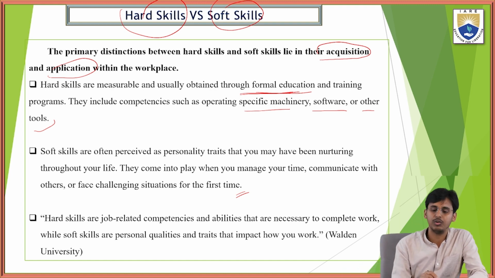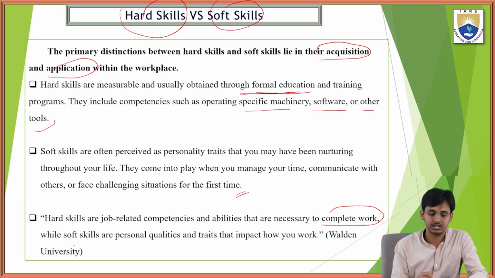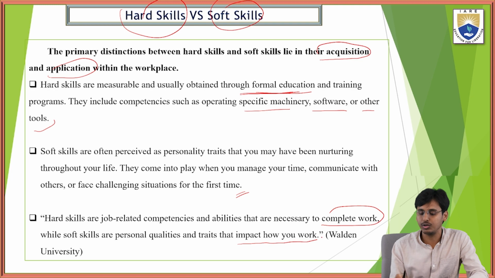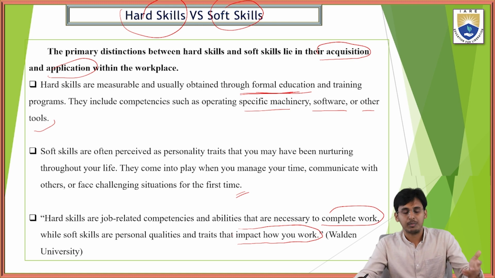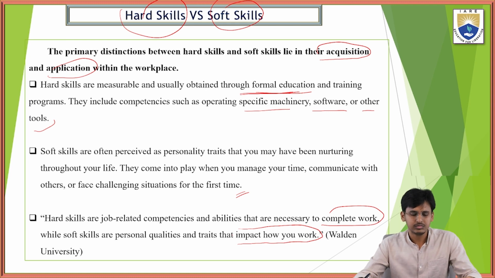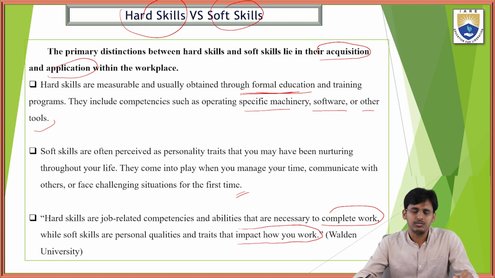So, to conclude, what is the difference between soft skills and hard skills? Hard skills are job-related competencies and abilities that are necessary to complete work, while soft skills are personal qualities and traits that impact how you work. So soft skills and hard skills differ in terms of their application. Soft skill application is totally different from hard skill. Hard skills are all about the core competency that is required to do any job perfectly.